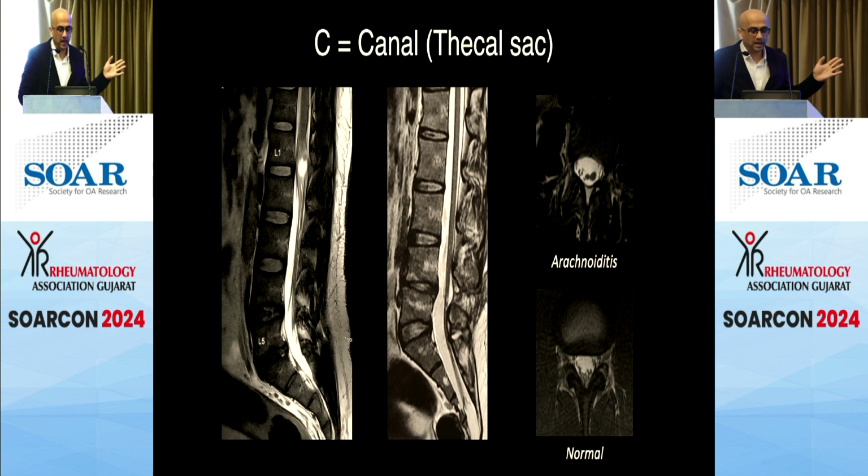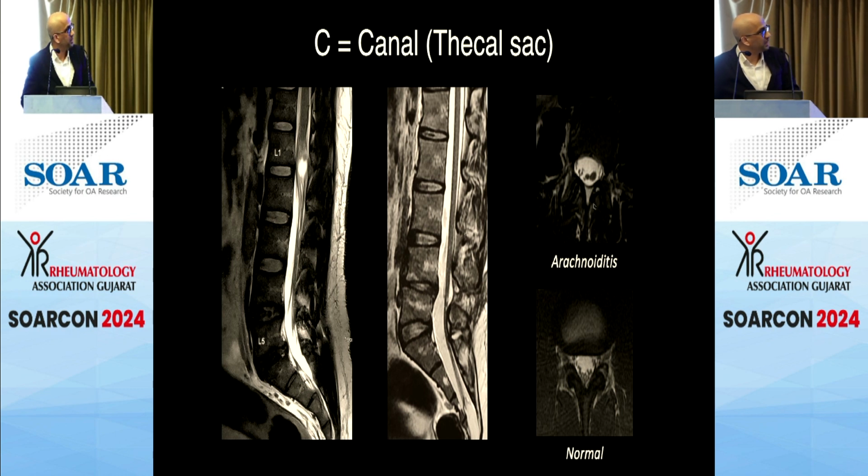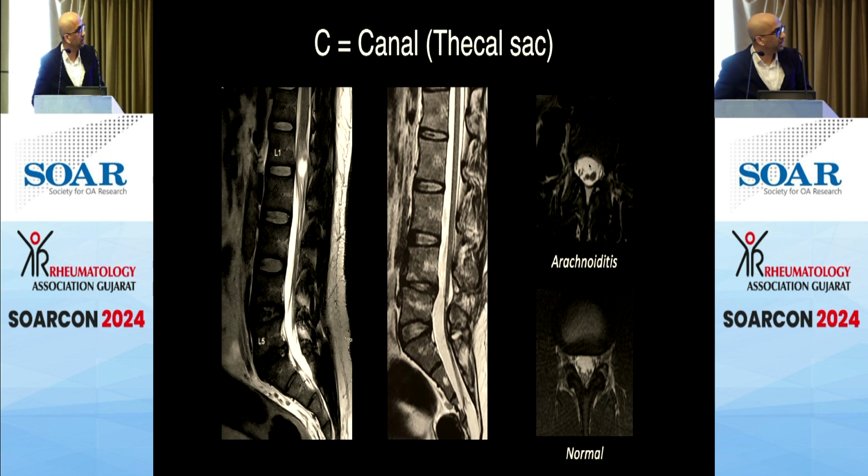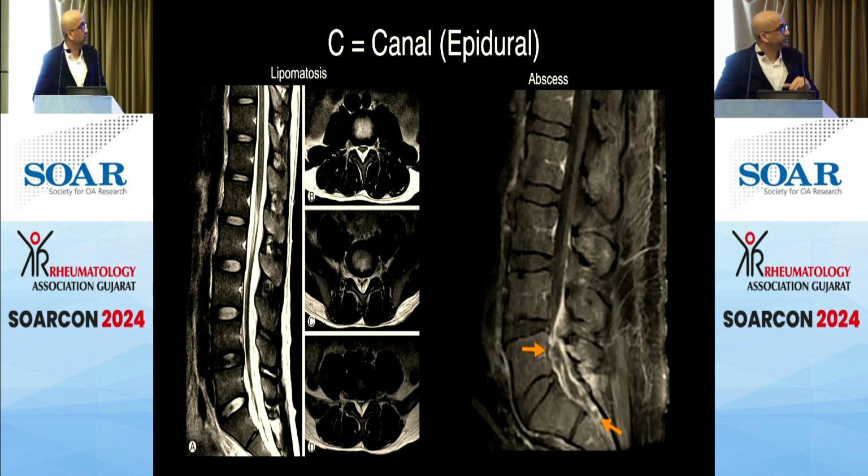C is for canal. There are problems in the canal. First patient has a tumor here. This patient has a tethered cord. Spinal cord is going all the way down. This patient has a clumping of the nerve roots here. That's arachnoiditis. Normal looks like this. These dots are the nerve roots.